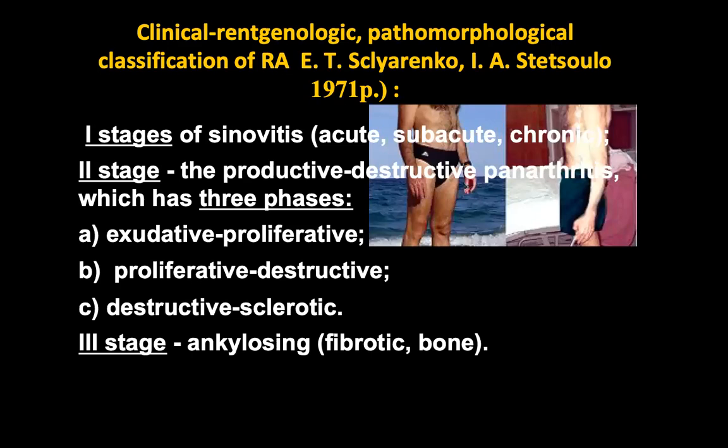Clinical radiological classification of rheumatoid arthritis, Professor Sikorenko. There are 3 stages. The first stage is just synovitis, and the second stage is arthritis with 3 phases: the first is exudative proliferative, the second is proliferative destructive, the third is destructive sclerotic. And on the third stage there will be ankylosing of the joint.